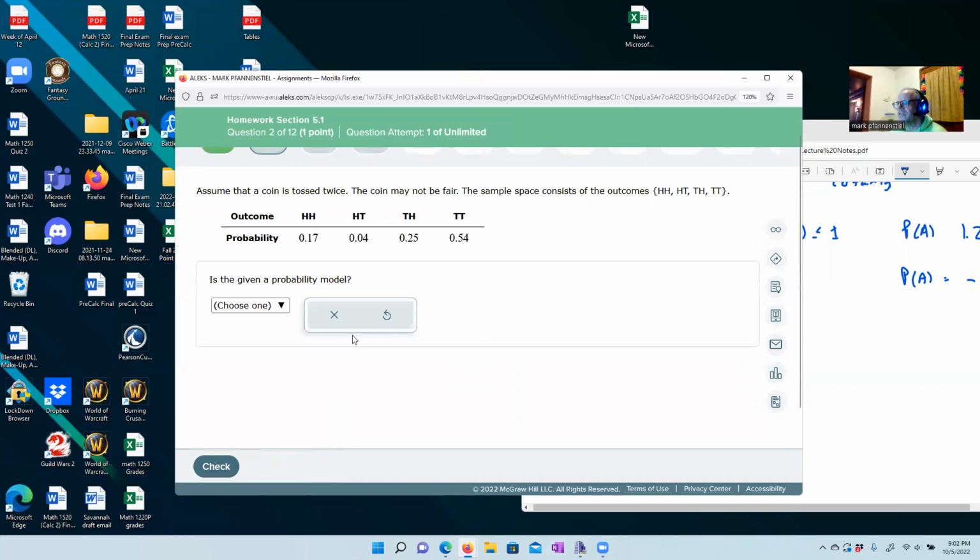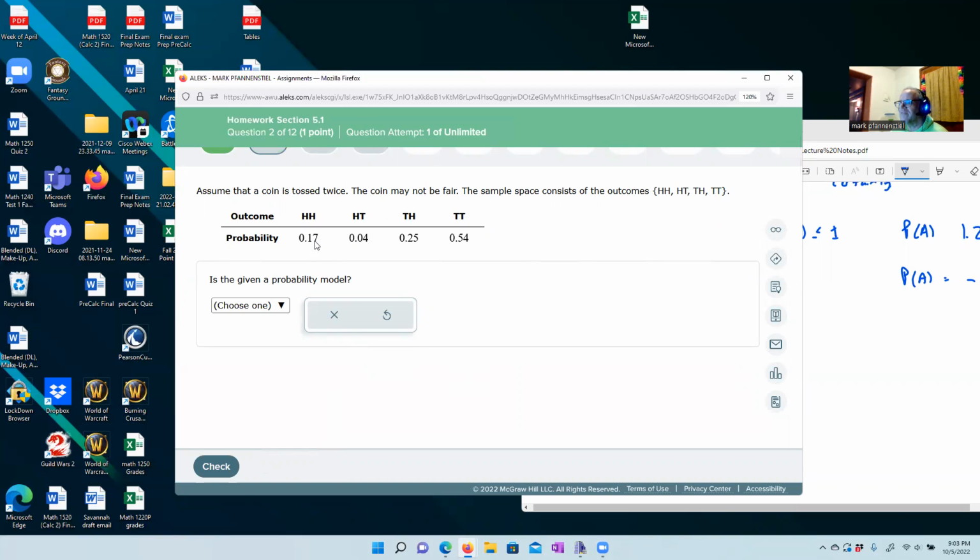Okay, number 2. Assume the coin is tossed twice. The coin may not be fair. The sample space consists of the outcomes: heads and heads, heads and tails, tails and heads, and tails and tails.